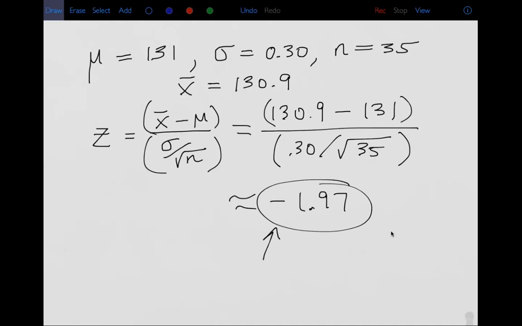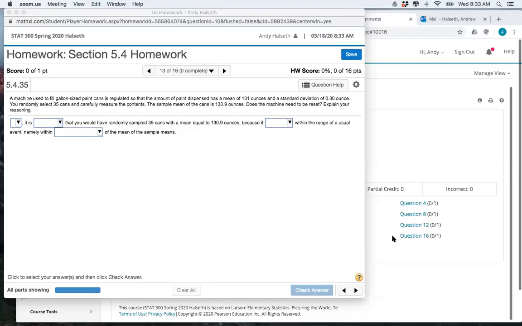So let's go back to the problem and see if we can make that interpretation. So we know that that sample mean is not unusual. Okay. So that means then that the machine itself is doing a pretty good job. Like if we got something that was kind of unusual here for that sample mean, then probably this machine is not doing a very good job of dispensing that mean of 131, right?